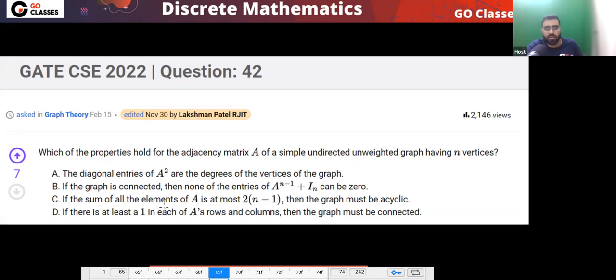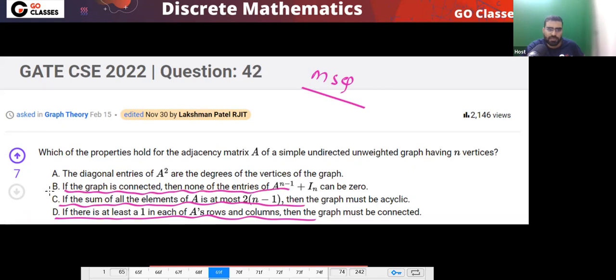Because with simple examples and counter examples, you could have done this question. This was an MSQ question. As you can see, for option D, there is a simple counter example. For option C, there is a simple counter example. For option B also, there is a counter example. So you can take simple examples and solve this question. Yes, it could have taken time during the GATE exam.